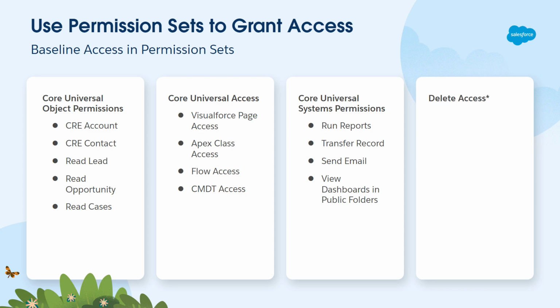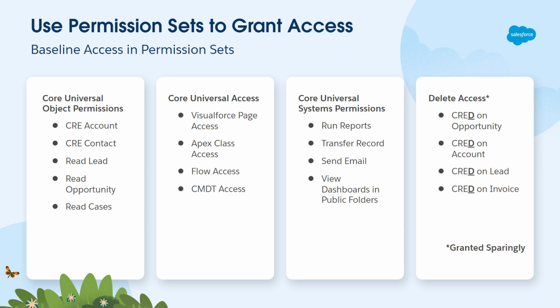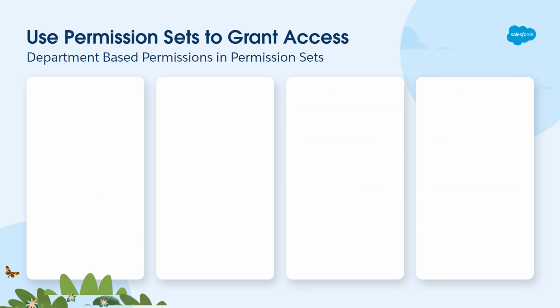Then next, another idea for a baseline permission set is delete access. So maybe we've got delete on opportunity, account, lead, and invoice. That's a new object, isn't it? But we've got that there. And we would say here, granted very sparingly. So that's not a universal one, as you can see. So that's granting baseline access, not really related to role or persona or department.